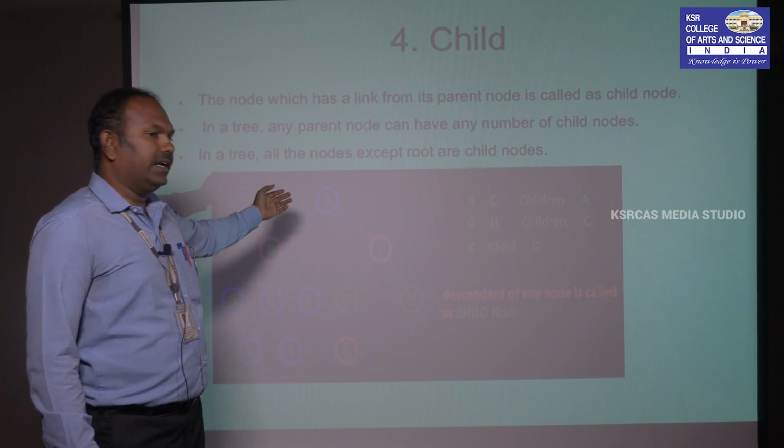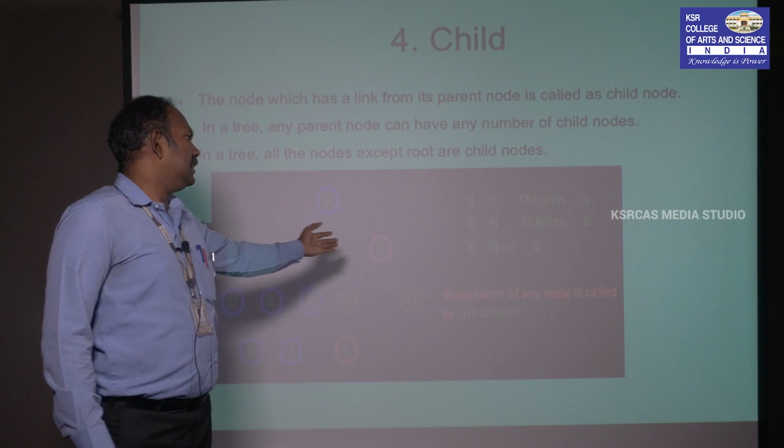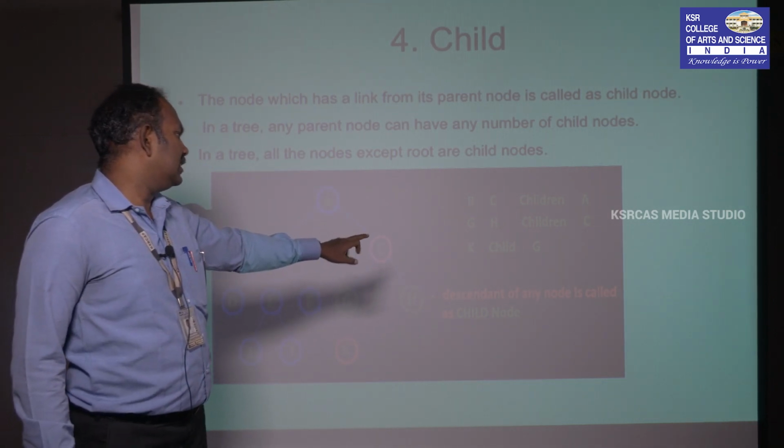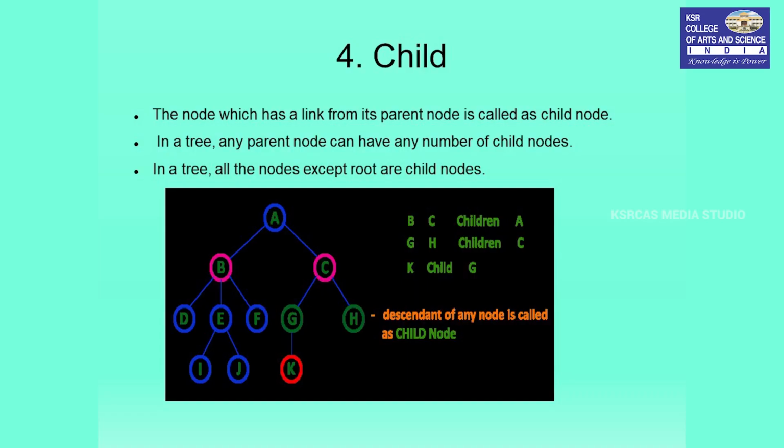Here A is already known as the parent node. So A is the parent, meaning B and C are children of A, G and H are children of C, and K is a child of G. So this is the child of the root. All the nodes except the root node are called children.